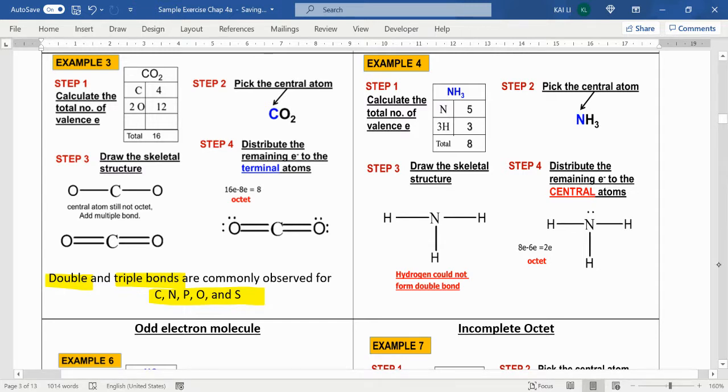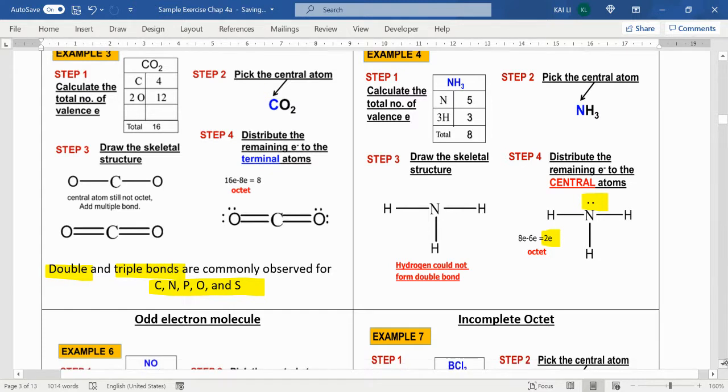Okay, another one is lone pair at the central atom. Remember hydrogen is only a duplet, so hydrogen cannot form a double bond. So the balance two electrons will be put at the central atom.